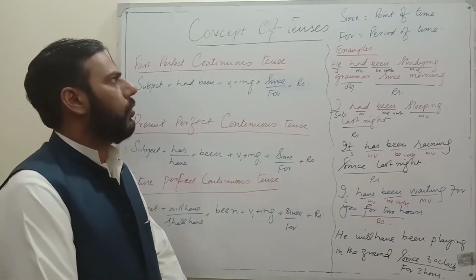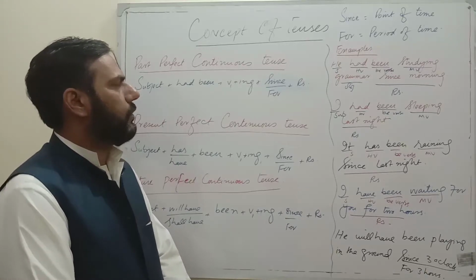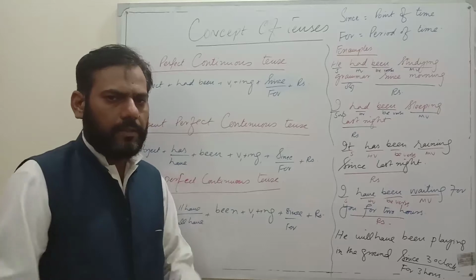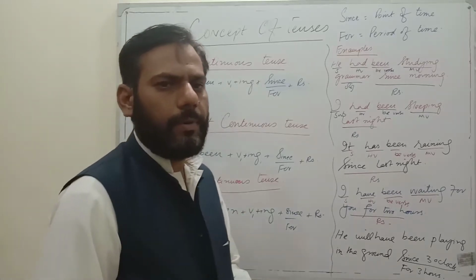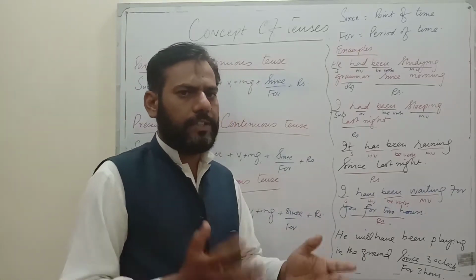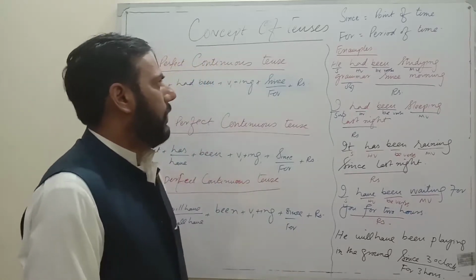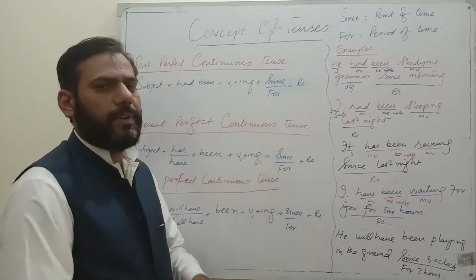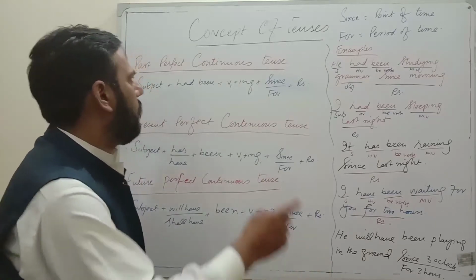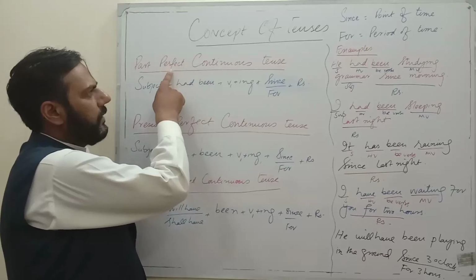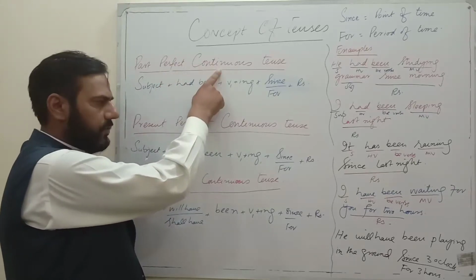You can see on the board I have selected the next tense for you. That's the concept of tenses, perfect continuous tense. In the last video I discussed the continuous tense, the continuity of action happening at different times. But now I would like to let you know what a perfect continuous tense is. Actually, this is the combination of two tenses, perfect and continuous tense. Perfect comes first, then continuous tense after that.